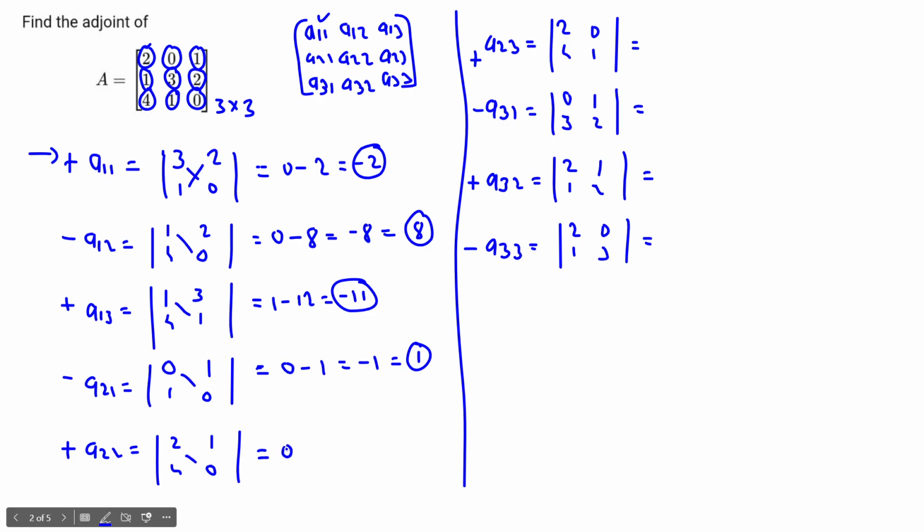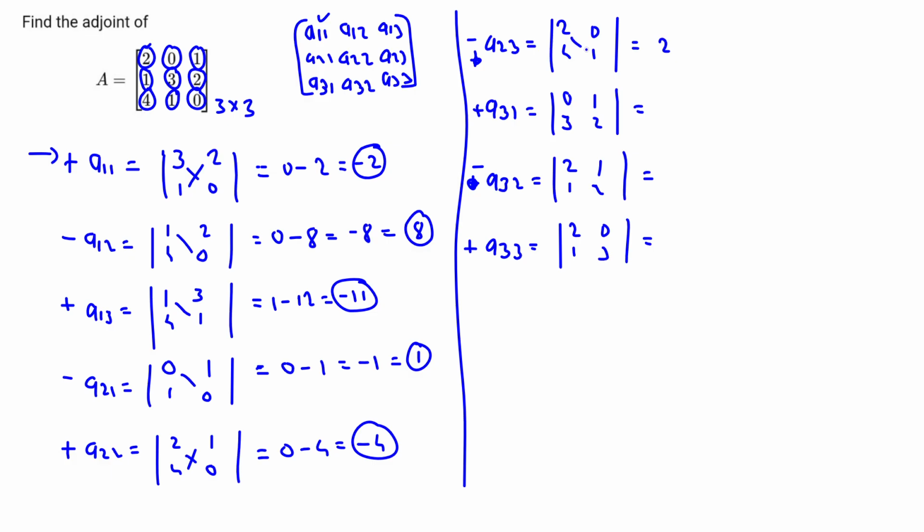Again 2 times 0 will be 0, minus 1 times 4 will be 4, so you will get minus 4, and if I multiply by plus sign, the answer will be as it is, minus 4. Now 2 times 1 will be 2, and after plus this should be minus, plus, minus and plus.